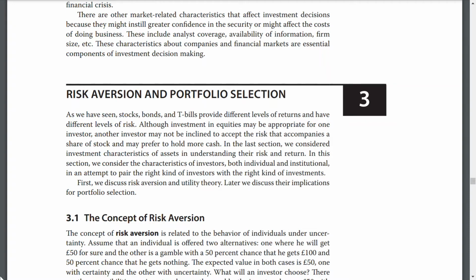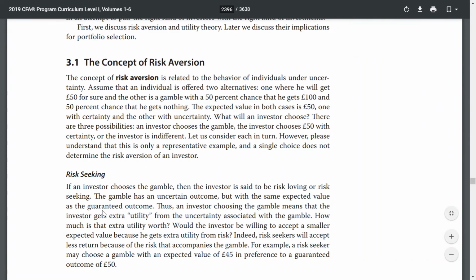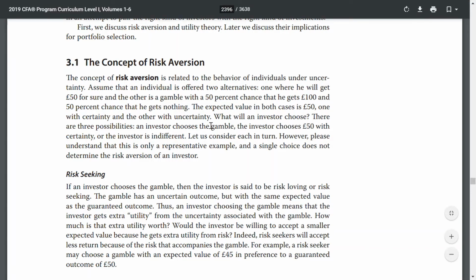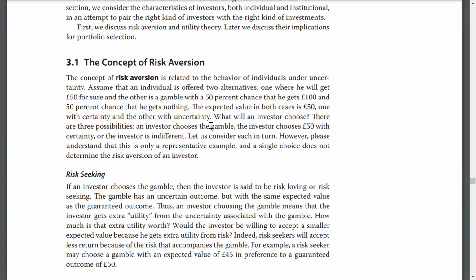The concept of risk aversion is related to the behavior of individuals under uncertainty. Assume that an individual is offered two alternatives, one where he will get £50 for sure, and the other where he gambles: a 50% chance that he gets £100, and a 50% chance that he will get nothing. The expected return in both cases is 50, one with certainty and the other with uncertainty. What will the investor choose? There are three possibilities. An investor chooses to gamble, the investor chooses £50 with certainty, or an investor is indifferent. Let us consider each in turn.